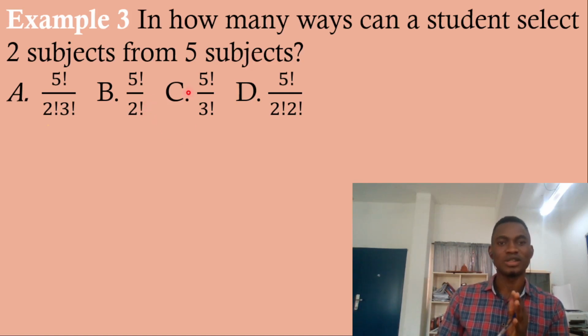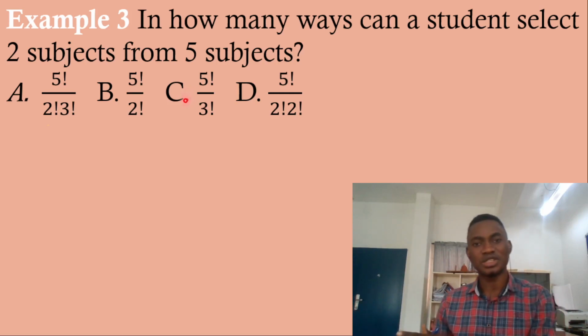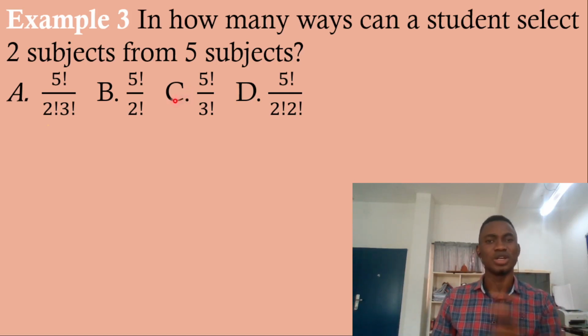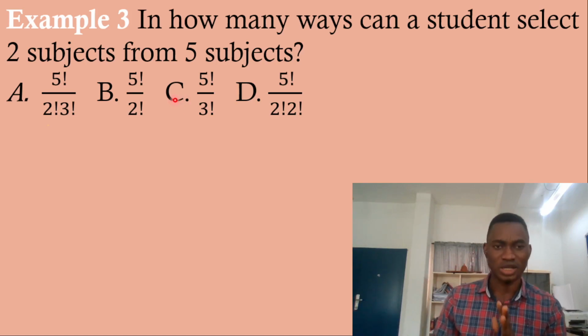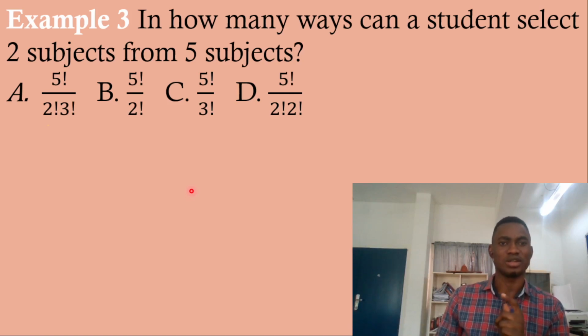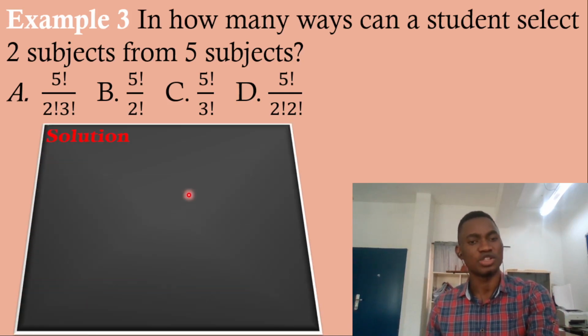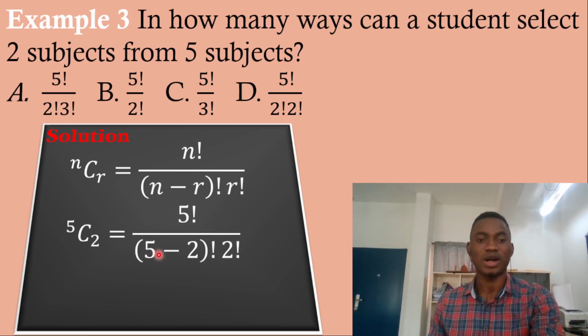As you can see, this question is purely a combination question. A student has 5 subjects and he wants to select 2 subjects. Let's assume physics and chemistry. If he chooses physics and chemistry, the order does not matter. It can either be physics and chemistry or chemistry and physics. So the order of the selection does not matter. So this is combination, and we can apply the combination formula and get our answer.